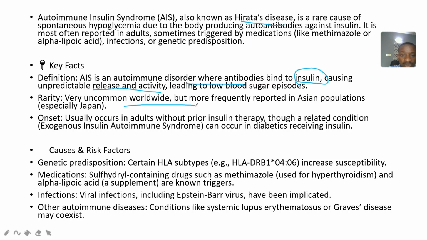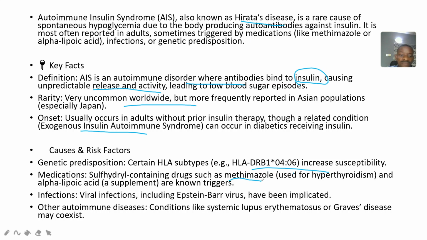Okay, usually occurs in adults without prior insulin therapy, though a related condition known as the exogenous insulin autoimmune syndrome can occur in diabetics. So it's usually when there is what, these are the subtypes, you can say mutations in that gene, medication too. So people taking drugs like methimazole, okay, that is used in treating hyperthyroidism, it can now tilt you into this issue. It's one of the side effects of the drug.